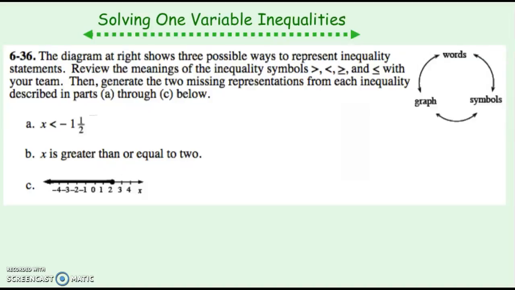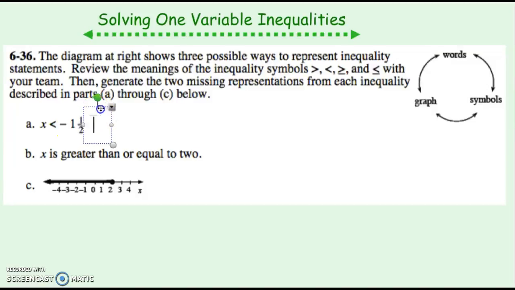Problem 36. The diagram at right shows three possible ways to represent inequality statements. Review the meanings of the inequality symbol greater than or equal to, and less than or equal to with your team. Then generate the two missing representations from each inequality described in part A through C below. So it shows that I need to have a graph, I need to have words, and a symbol for each of the problems. A is x is less than -1.5.